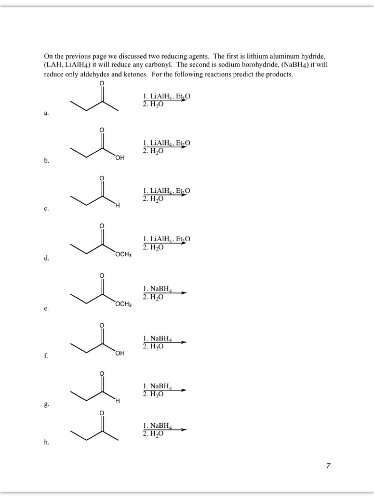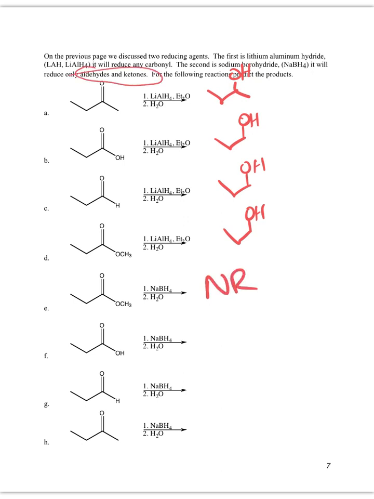So LAH reduces the carbonyl to make an alcohol, reduces the acid to make an alcohol, reduces the aldehyde to make an alcohol, reduces the ester to make an alcohol. We'll draw a mechanism in a little while for that. Sodium borohydride only reduces aldehydes and ketones, so it doesn't touch the ester and the acid, and reduces the aldehyde and the ketone down to the alcohol. Nothing to it. Okay, we'll draw a mechanism in a little bit with that.